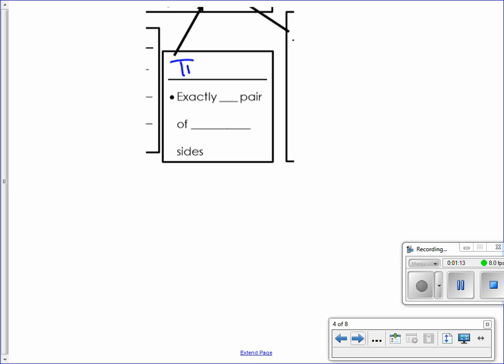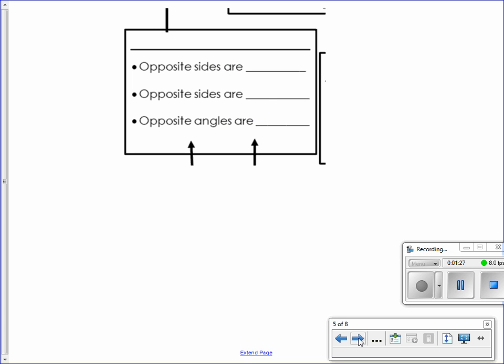Trapezoid also kind of fits in its own category. And it has exactly one pair of parallel sides. Remember we talked about it can have other characteristics, but that is the characteristic we look for. Then we have parallelogram. This is where it becomes getting tricky.